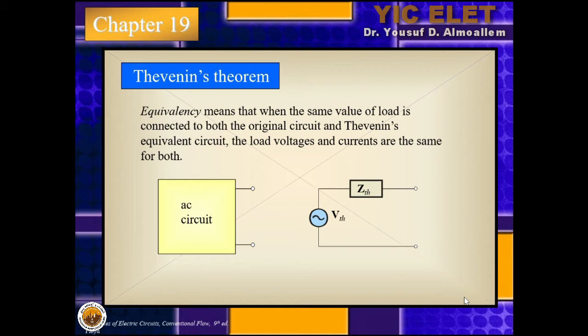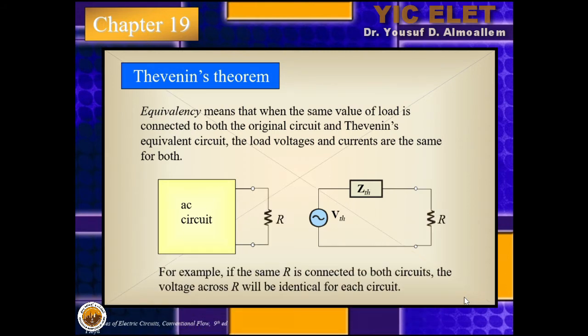So equivalency means that when the same value of the load is connected to both the original circuit and the equivalent circuit, the load voltage and current are the same for both. So if you connect this R load, which is, let's say, 100 ohms, in the original circuit or in the equivalent circuit, the current which is produced in both circuits will be exactly the same. Now, this is when we talk about the impedance in Thevenin theorems.